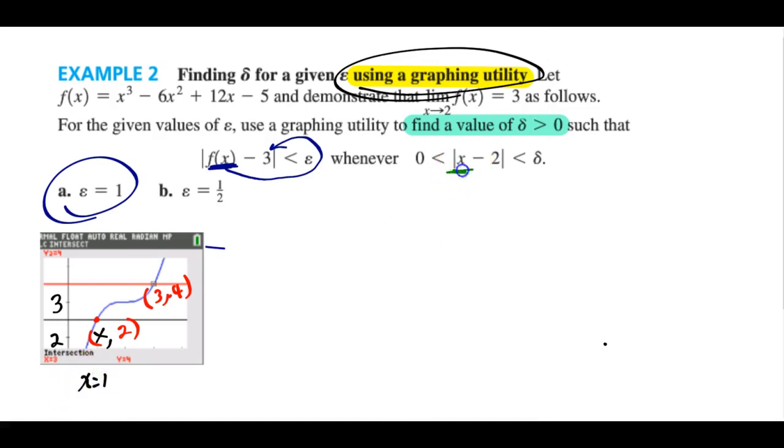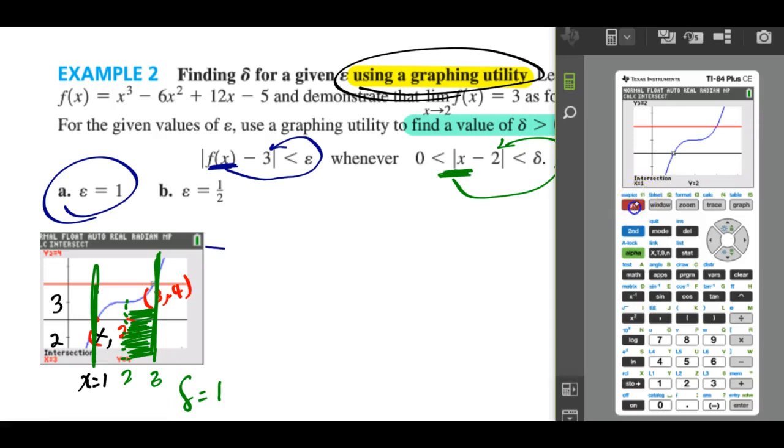So trying to answer this question, I need all the values of x that are some delta distance away from 2. And so remember, this x value is a 1, this x value is a 3, and some distance away from 2. So here comes my delta, and obviously this distance here between 2 and 3 means delta equals 1.